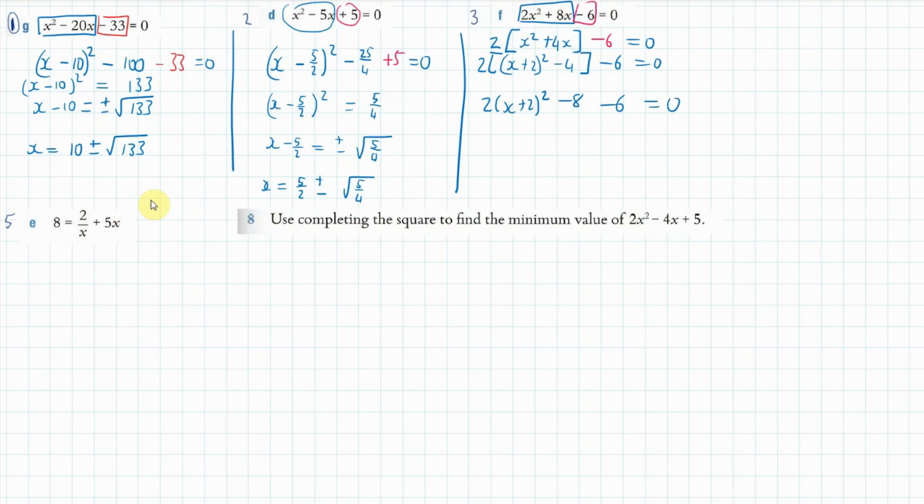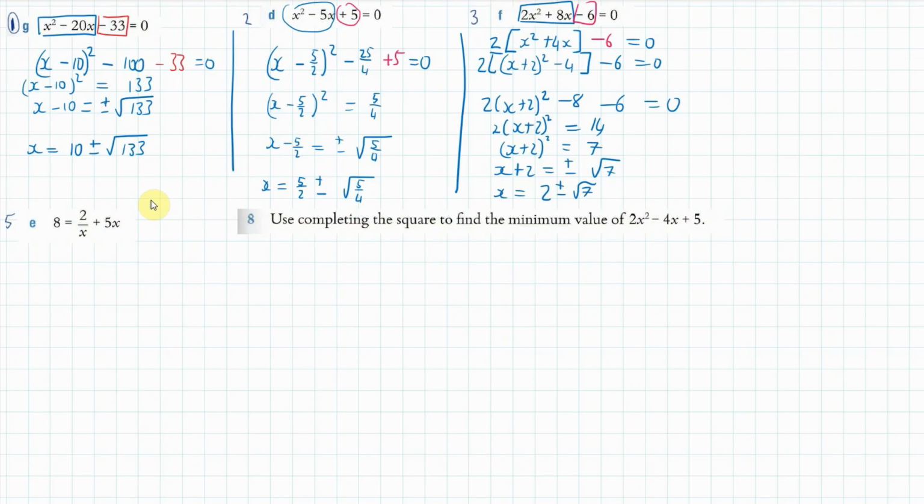We pull everything across to the other side, so my first step would be 2 bracket x plus 2 all squared equal to 14, and then I'm going to divide by 2, so I get 7 on the other side. So x plus 2 all squared equals 7. Take the square root of both sides, should be equal to plus or minus the square root of 7. So x is going to be equal to 2 plus or minus the square root of 7.